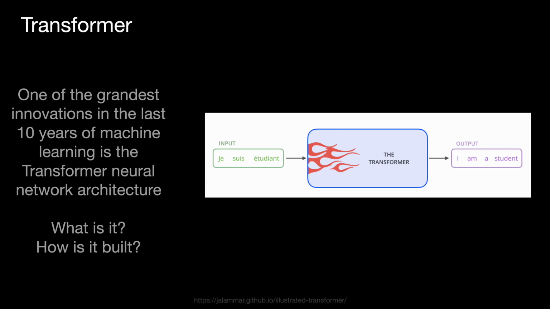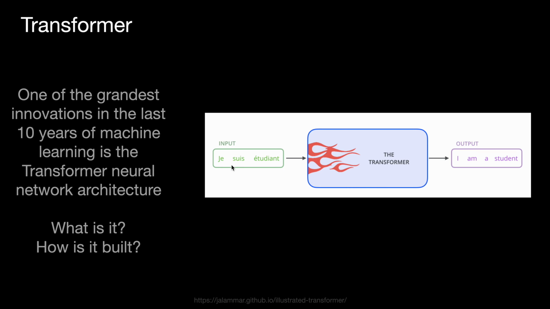So let me get into the transformer. The transformer is one of the greatest innovations in the last 10 years of machine learning. It's a neural network architecture, and here I wanted to at least introduce what it is and how it is built. So the original transformer paper is basically a sequence to sequence neural network.